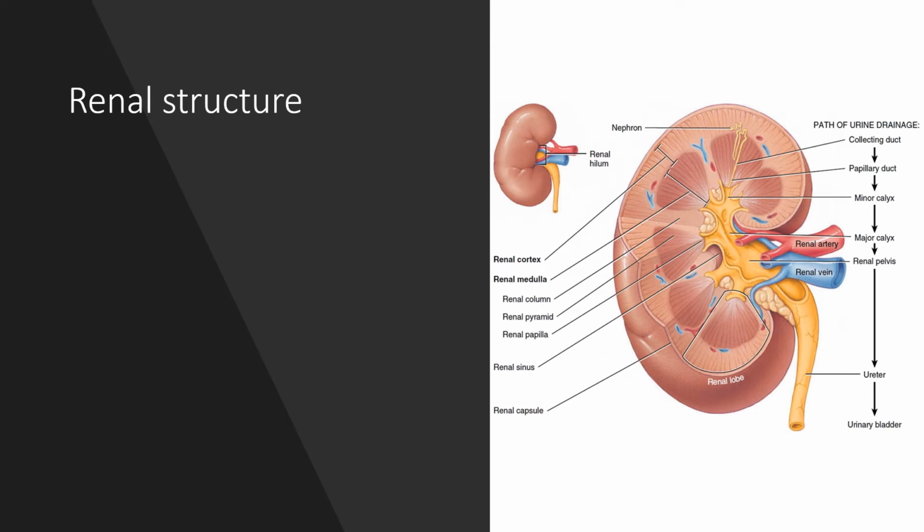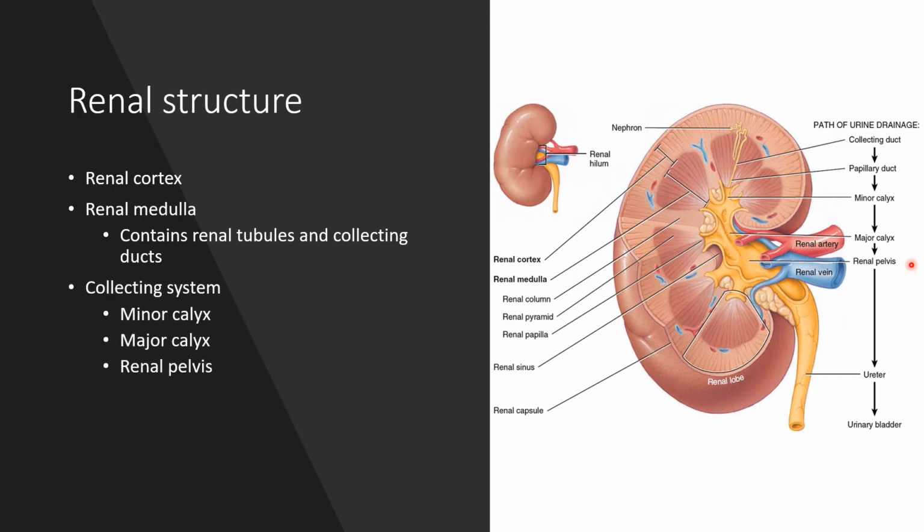Let's talk a little bit about the renal structure, the structure of the kidney. We have the renal cortex, which is the outermost part of the kidney. We have the renal medulla, which contains the renal tubules and collecting ducts. And here it contains medullary pyramids, as well as renal column and renal papilla. And then we have the collecting system of the kidney, which consists of minor calyces, which go into the major calyx, which go into the renal pelvis. And the renal pelvis itself connects to the ureter.